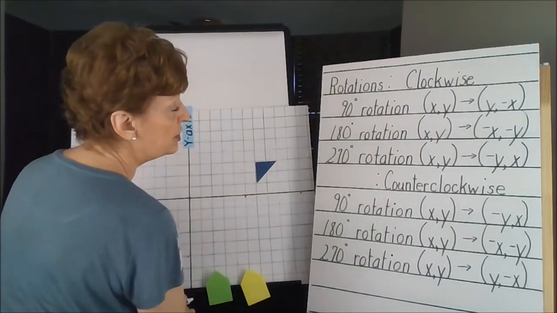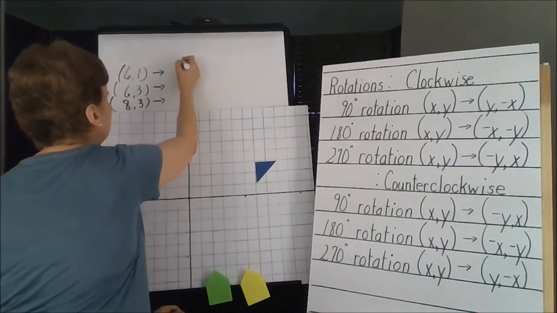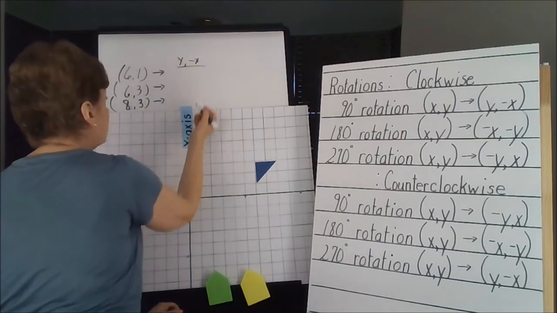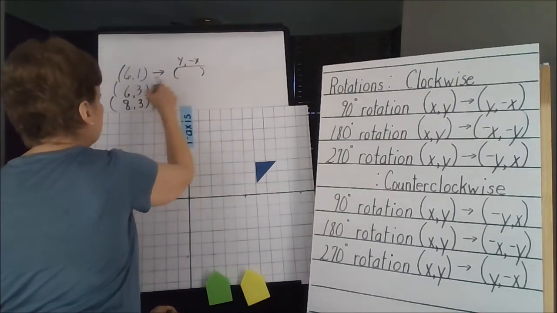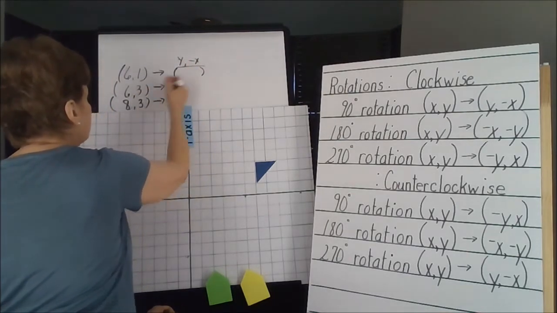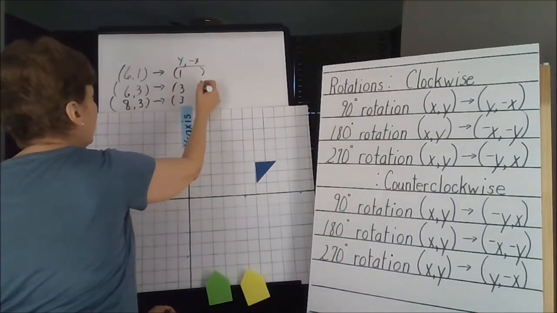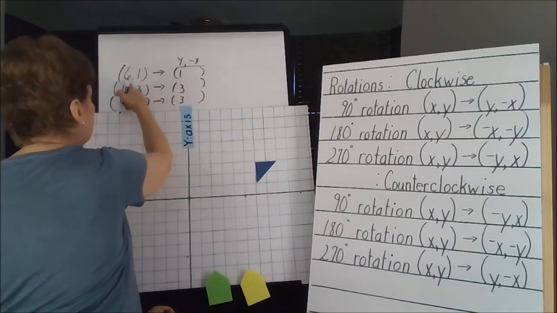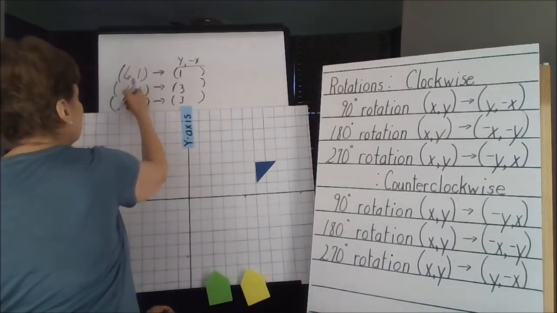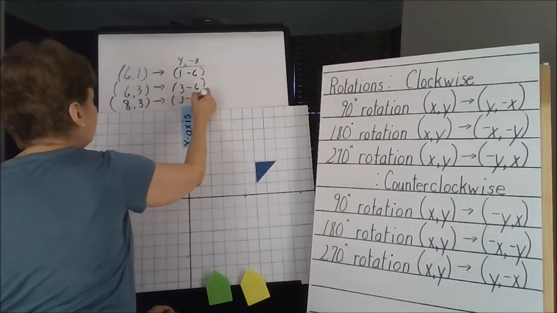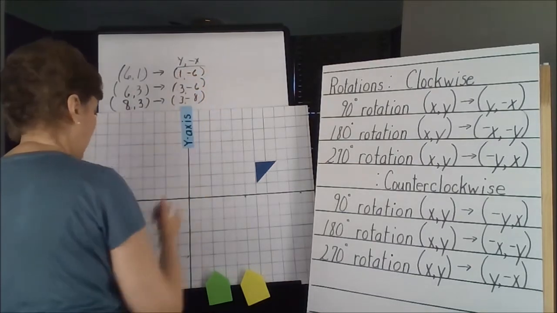Those points are going to change to y and a negative x. That's our change. So in this case, we're going to put our y value first. So it's going to be 1, 3, and 3. And the x value is going to be negated. So we're going to go negative 6, negative 6, negative 8. And we're ready to plot.